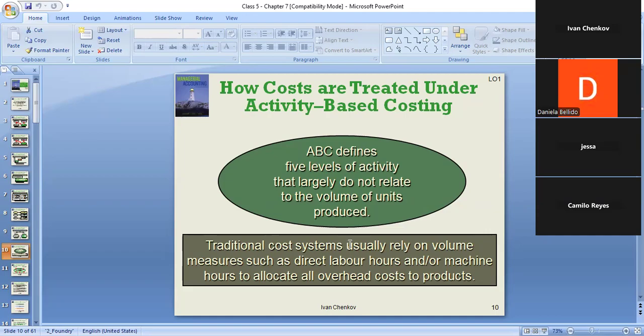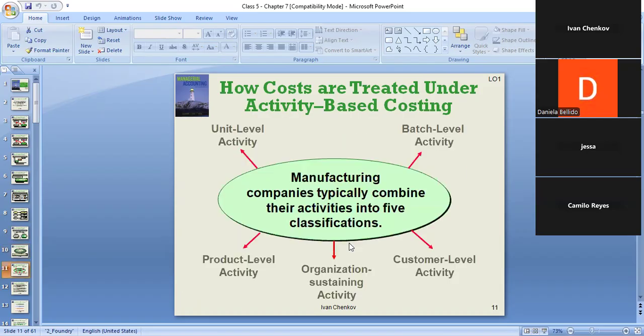So for that reason, the activity-based costing defines 5 levels of activity that largely do not relate to the volume unit. Where the traditional costing, we are only using volume measures, which will be direct labor hours, or machine hours, or anything related to the duration drivers. In activity-based costing, we can go to the lower level of activity, which is the unit level of activity. Then we can go to the batch level of activity.